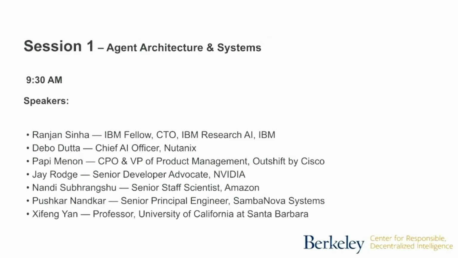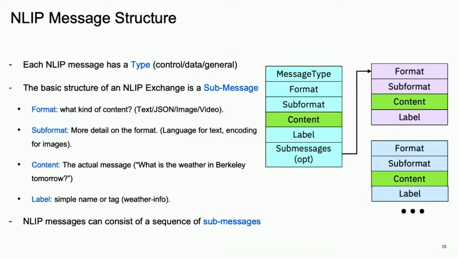So let's dig deeper into the message structure. I've highlighted the content field because that is really the key field. The rest are supporting metadata. So the basic structure of an NLIP exchange is a submessage. The format stores what kind of content you are sending. Is it text? Is it JSON? Is it image? Is it video? The subformat is a bit more information on the format.